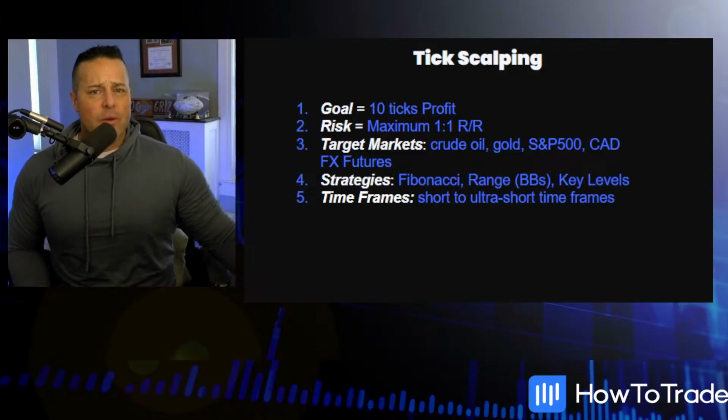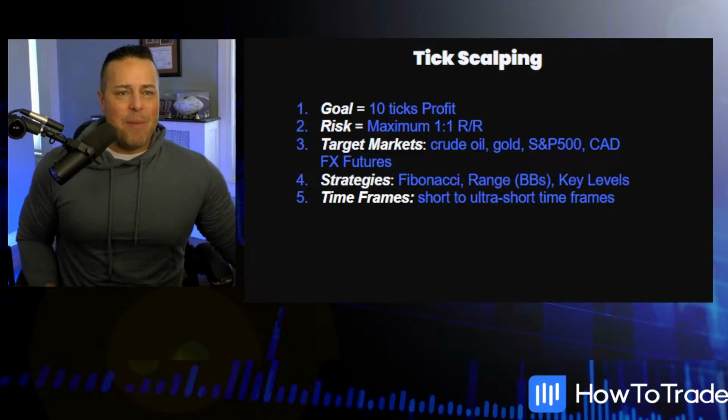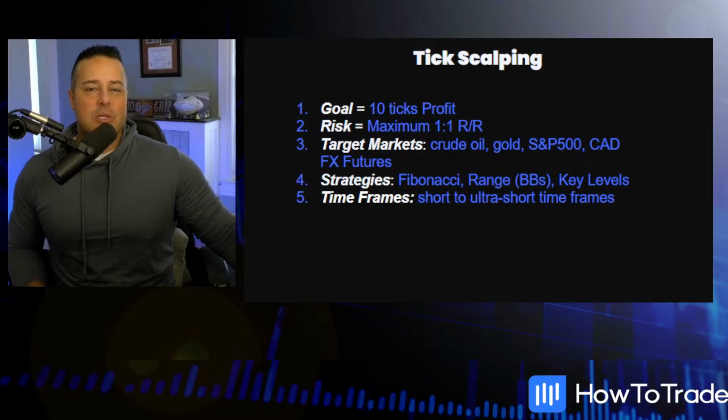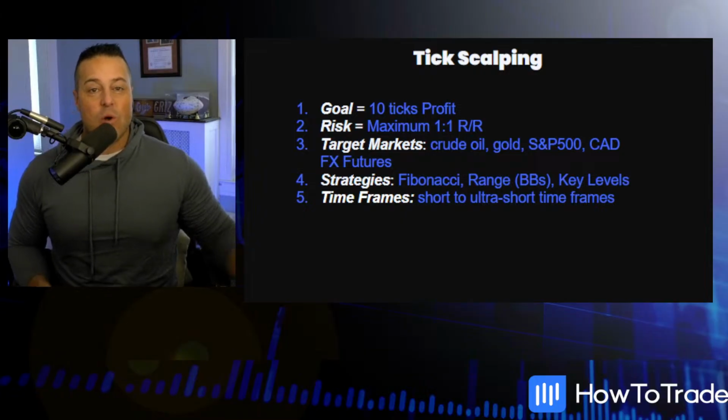Okay, here are the rules for today. My goal is 10 ticks. We're going to shoot for 10 ticks, which is roughly right around $100. The maximum risk we're going to lay down is a 1-to-1 risk versus reward ratio.